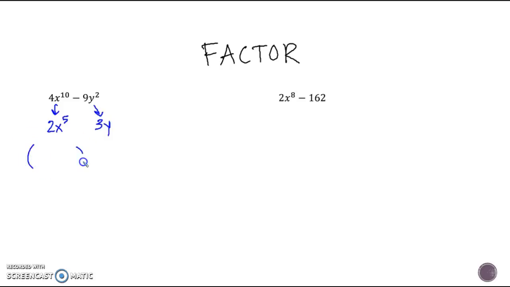Now I'm just going to plug it into my pattern. I've got 2x to the 5th plus 3y, 2x to the 5th minus 3y. Double check, make sure I can't do it twice.